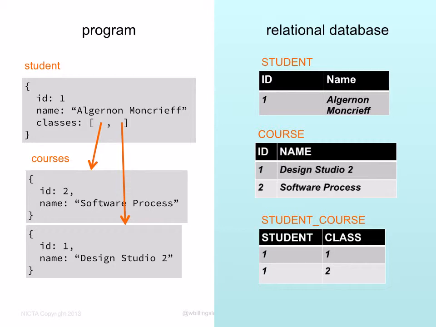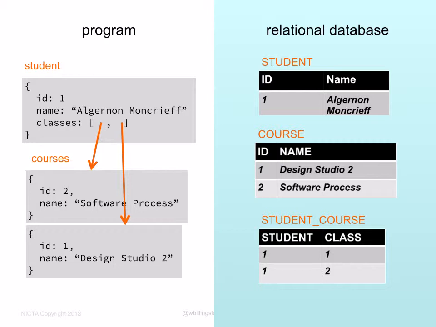So instead, we have this association table down the bottom, student course, which contains a row for each of the classes for each of the students, associating the student with that class. So it's a little bit of a different representation. On the left, in the memory representation, we had an array of classes where those are direct references to other objects in memory. In the database, we have a separate association table that has foreign key references. It has the key of the student on the left and the key of the class on the right, in the class column.